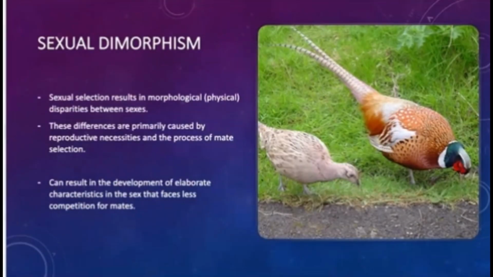So next we have sexual dimorphism, which is a result of sexual selection. Sexual selection leads to physical differences between sexes, driven by reproductive needs and mate selection. These differences often result in elaborate traits in the sex facing less competition for mates. For instance, think of the peacock's tail or the vibrant plumage of the male birds. These traits evolve through mate preferences or competition, shaping the disparities observed between the males and females in many species.